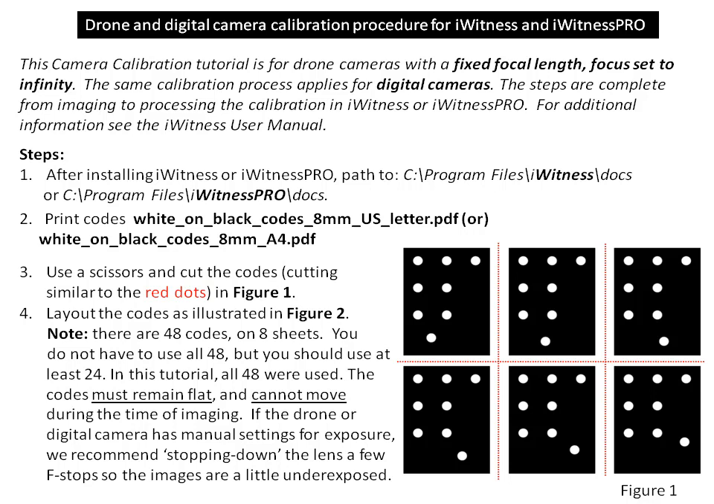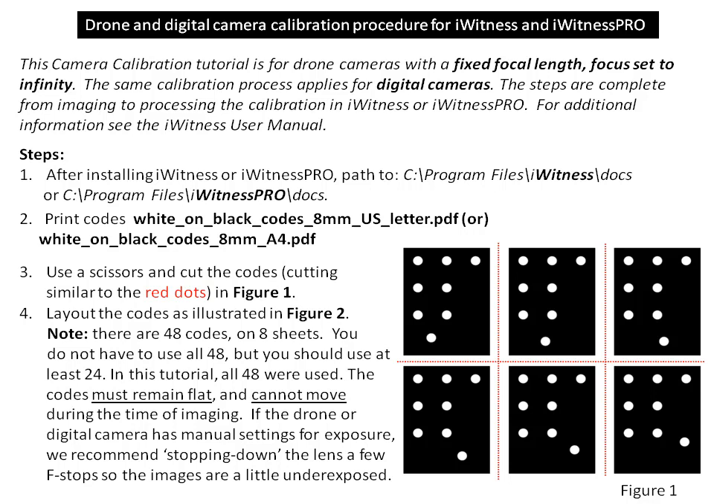Steps. Number 1. After installing iWitness or iWitnessPRO, path to C:\program files/iWitness/docs or C:\program files/iWitnessPRO/docs, depending on which version you are running. Number 2. Print codes white on black codes 8mm.pdf. Number 3. Use a scissors and cut the codes, cutting similar to the red dots, in Figure 1.